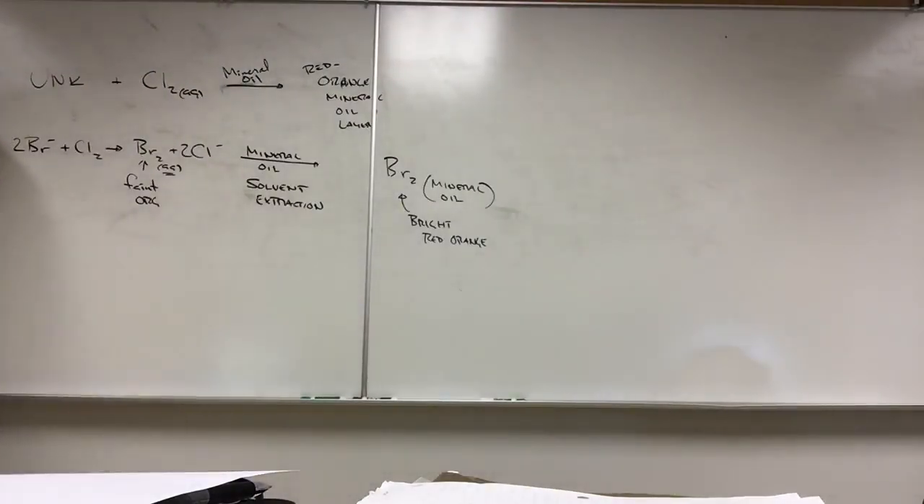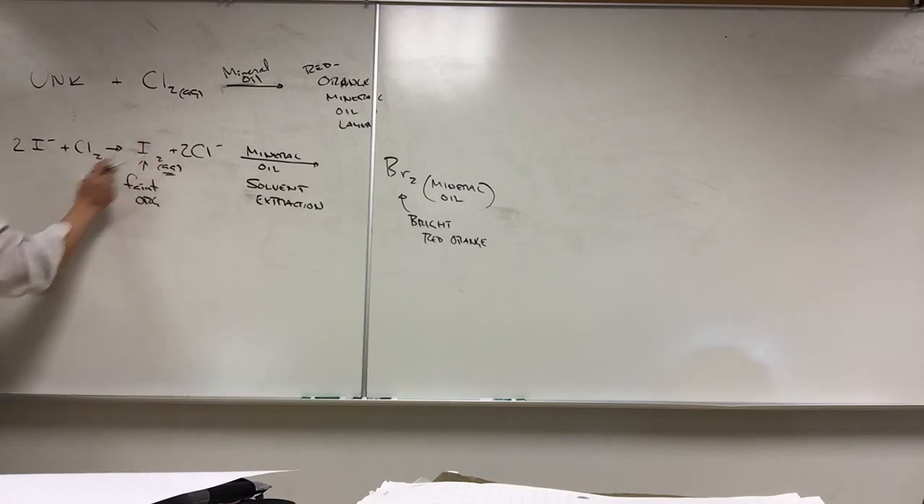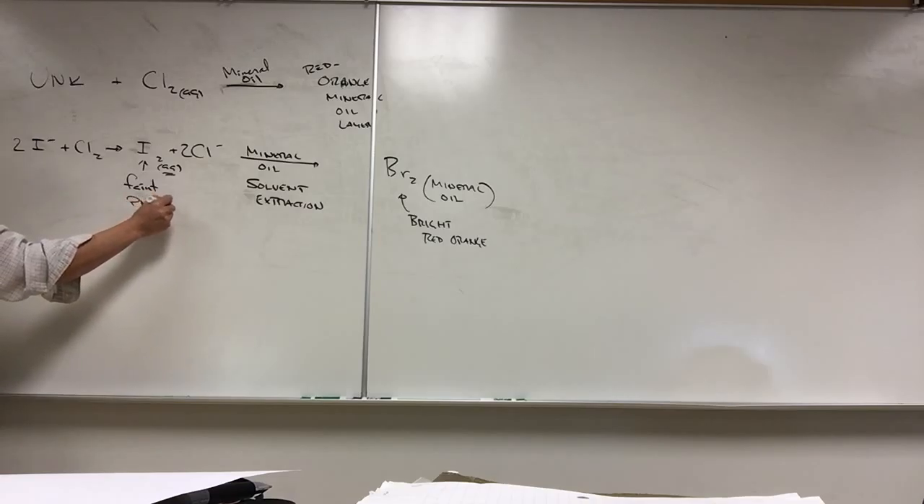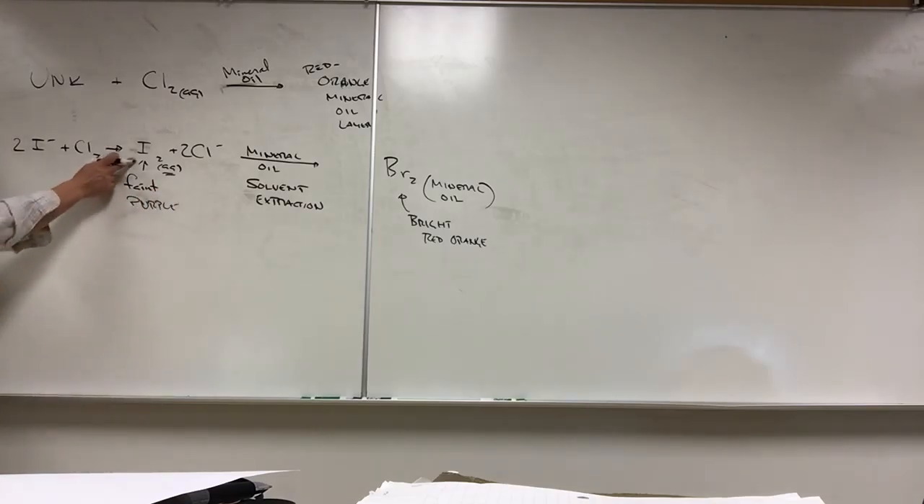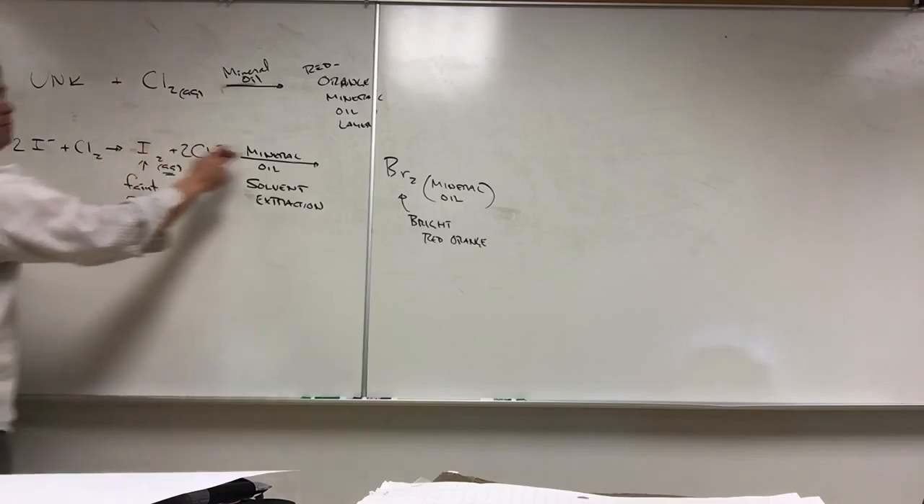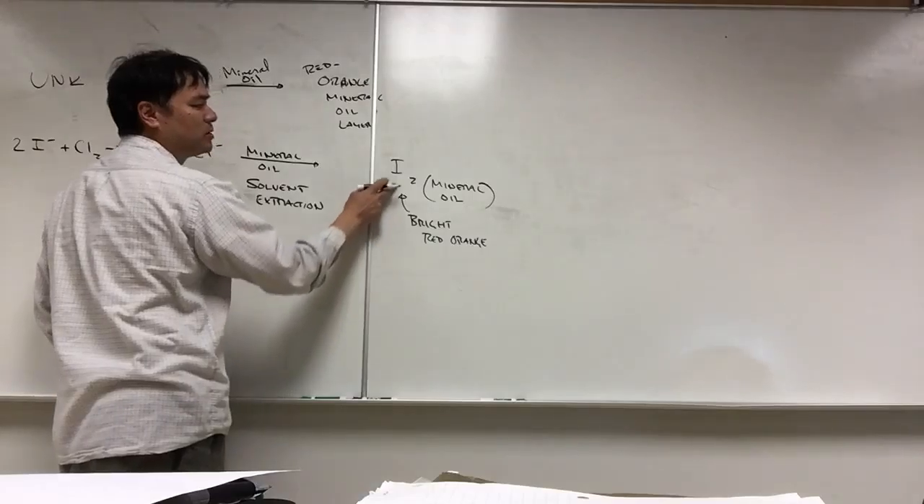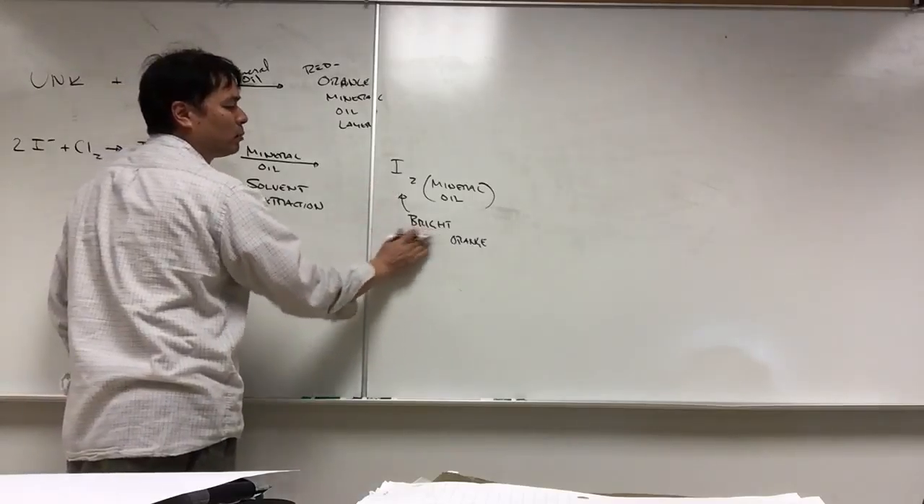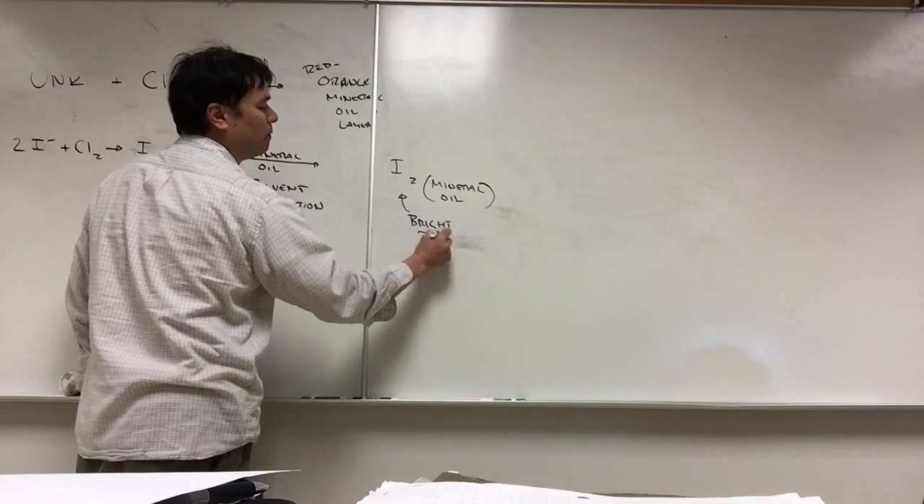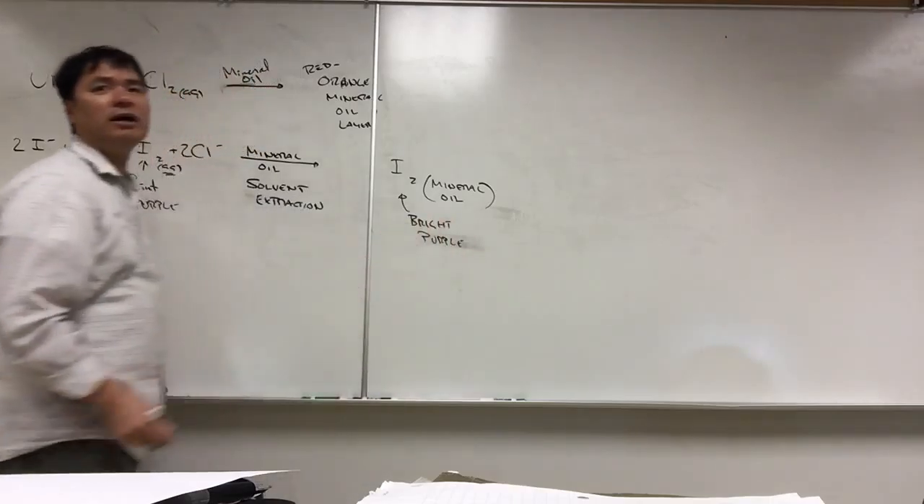All right, after bromide comes iodide. And so iodide can be oxidized by chlorine water to form iodine. Iodine in water is a faint purple color. What we want to do is extract the iodine from the water layer into the mineral oil layer and then concentrate it. And so don't add too much mineral oil again, so that we get a bright purple mineral oil layer.